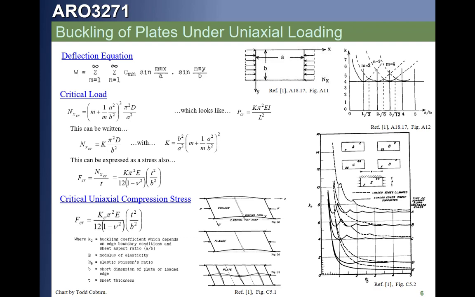This equation applies for what kind of loading? Uniaxial compression. And what kind of edge support does it give? Any edge support that matches A, B, C, or D in the table of coefficients of buckling. Got that? Okay, let's go to the next type of panel we might see.